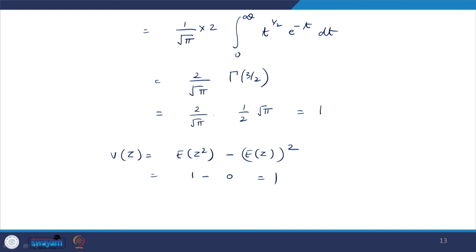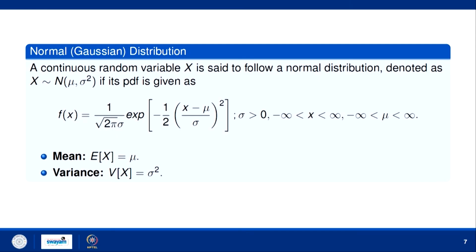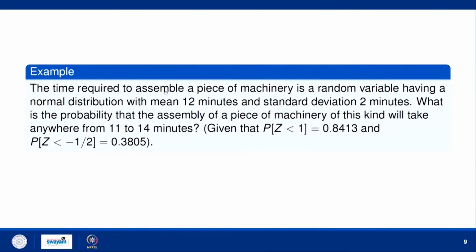Okay. So, in this way we can say that for this random variable which follows a normal distribution, the mean is mu and the variance is sigma square. Okay. So, now let us come to one simple problem based on this. The time required to assemble a piece of machinery is a random variable having a normal distribution with mean 12 minutes, that is mu equal to 12, and standard deviation 2 minutes, that means variance is 4.